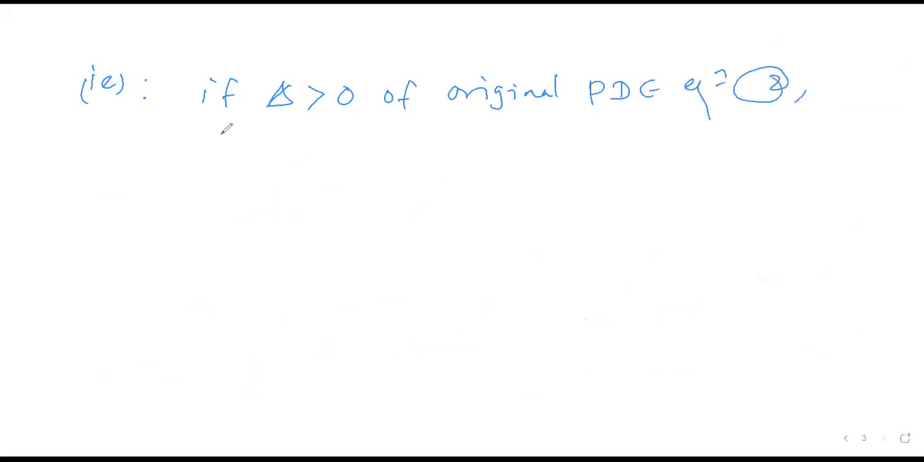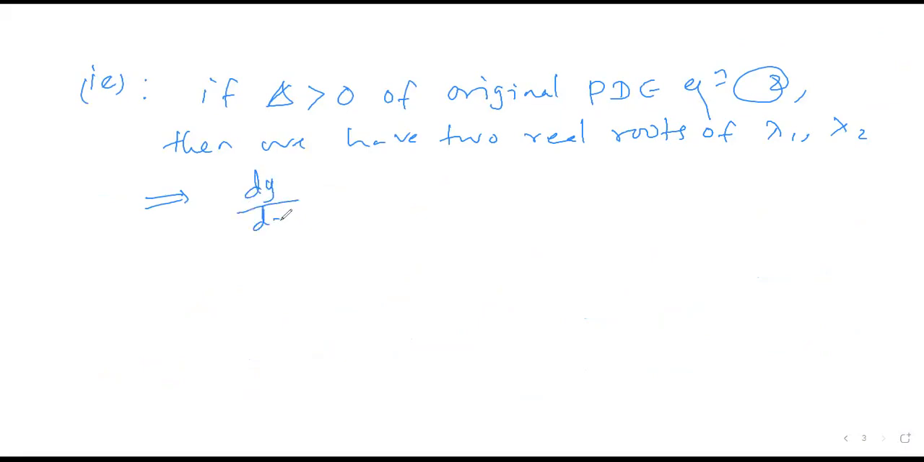So what it says is that if delta is greater than 0 for the original PDE, equation number 2, then we have two real roots, lambda 1 comma lambda 2. So what is actually our lambda 1 will be dy over dx, and that's what we are solving. So alpha is equal to dy over dx.